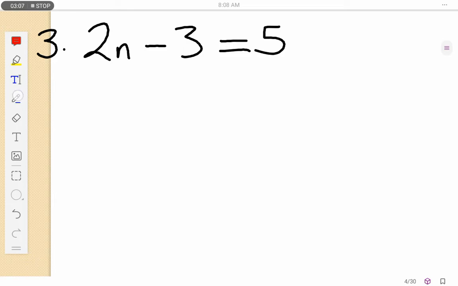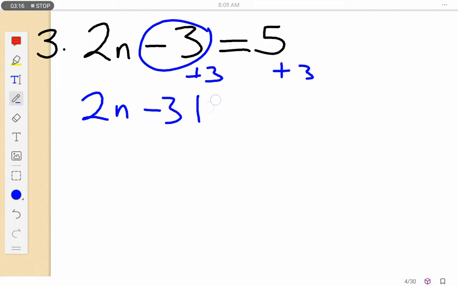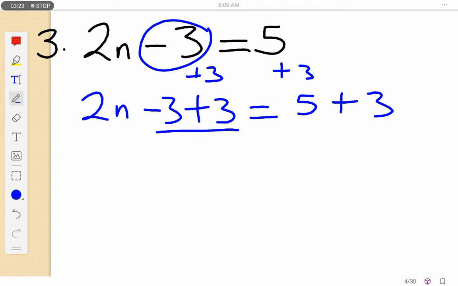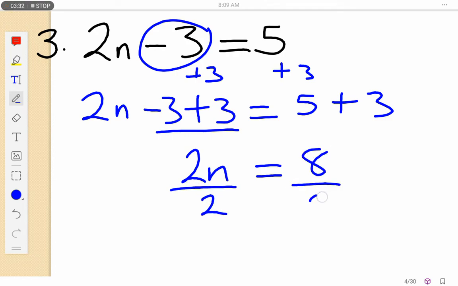Okay, for this one here, I've got a minus 3 there, so I'm going to say plus 3 that side. So I'll have 2n minus 3 plus 3 is equal to 5 plus 3. Here I'll get a 0 and have 2n on this side is equal to 5 plus 3, we get an 8. Now I have to divide by 2 to get my n. This side, they cancel off each other. This side, 2 into 8 is 4 times. So our n is equal to 4.